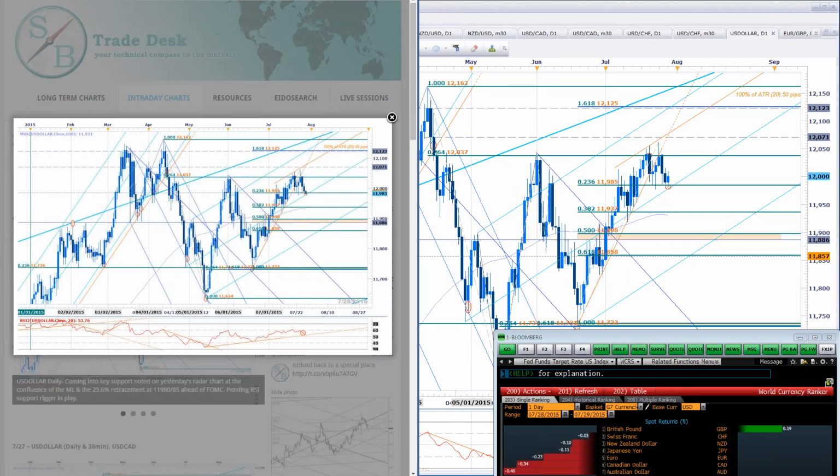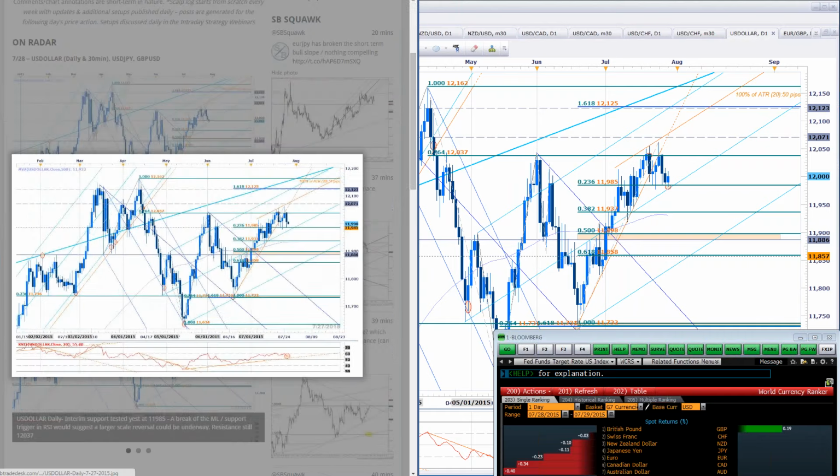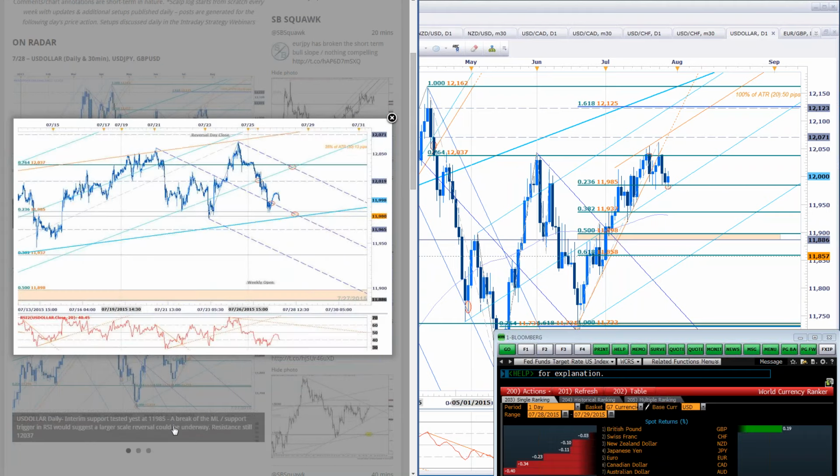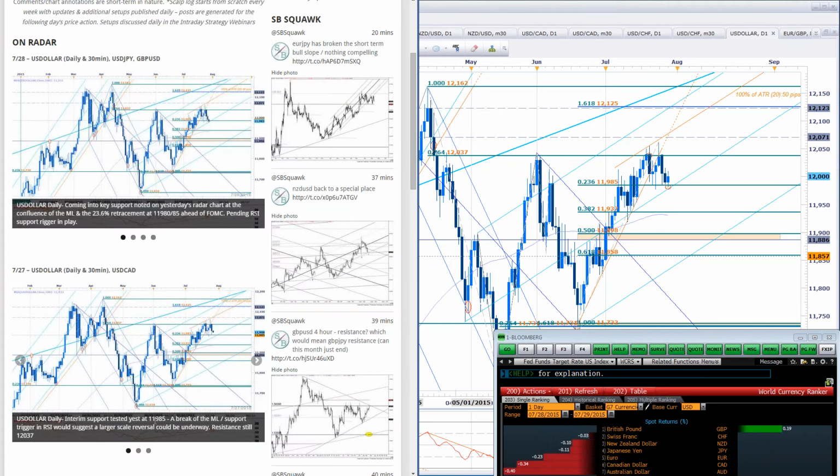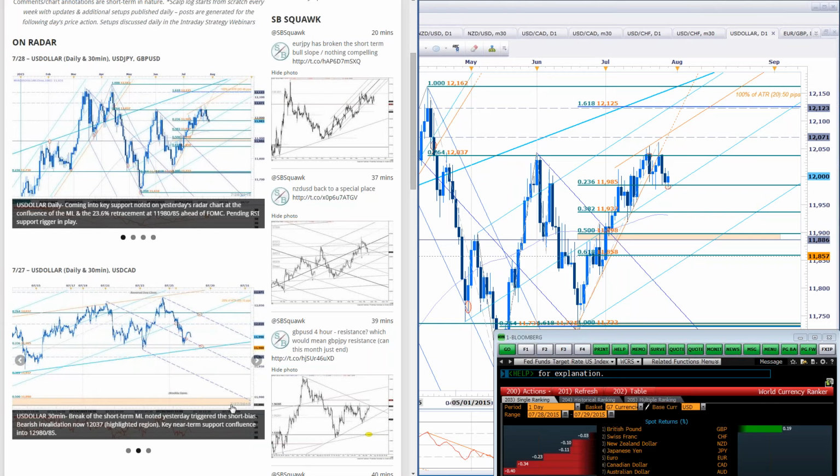We really wanted to highlight this area of confluence support, and it was basically 11,985 into 11,980. This same chart was actually posted the day before on the radar chart, and that was the level that we had highlighted as an area of key support. It was at 11,985, 11,980, as a level of which you would expect to see a little bit more support.